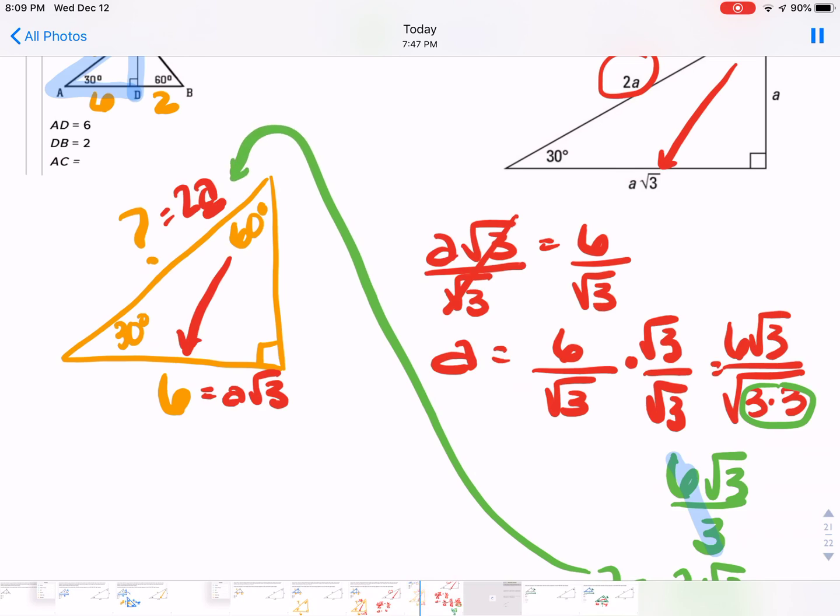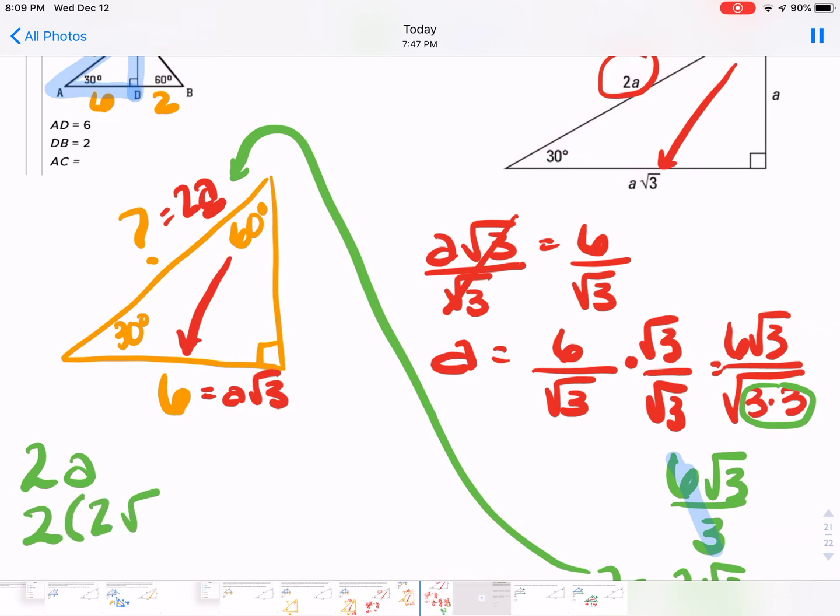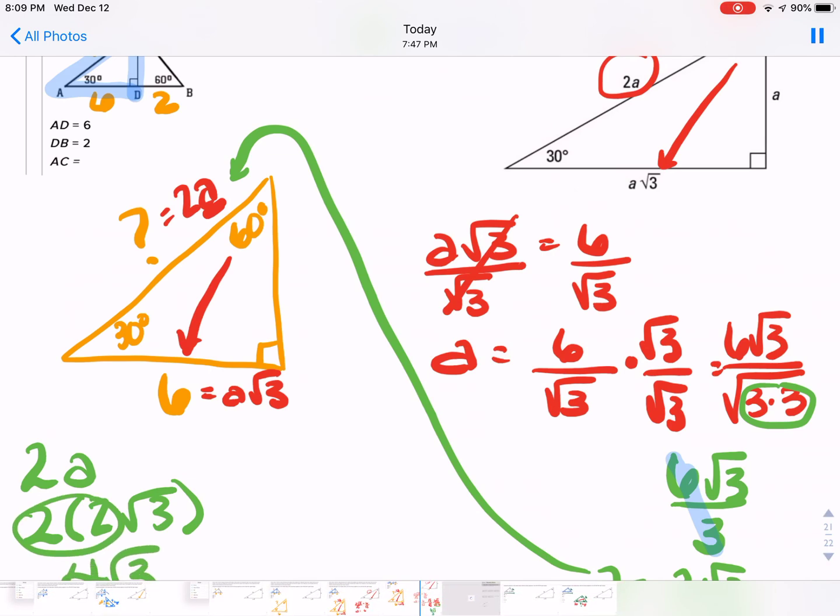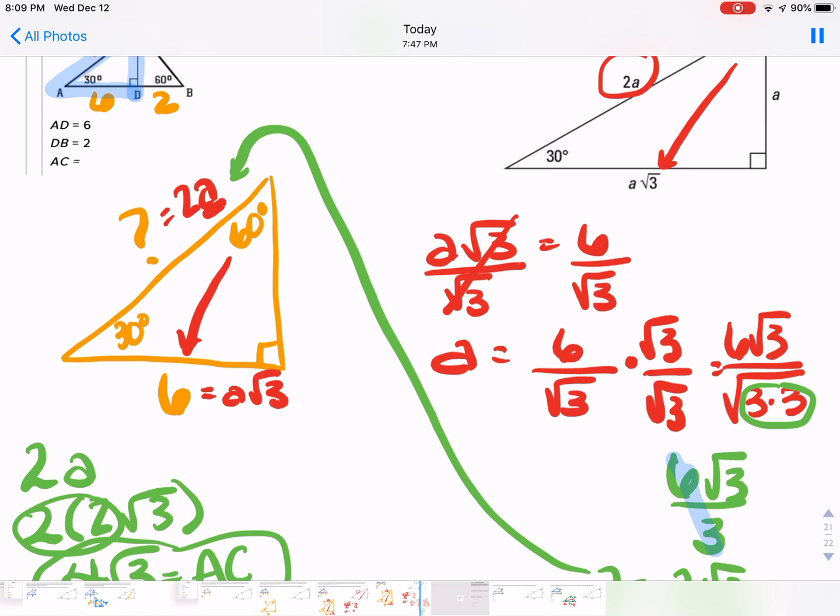Now up here, I have to do 2a. So if I have 2a, it's going to be 2, and I know a is equal to 2 square root of 3. So these two I can put together. So 2 times 2 is 4. So it's 4 square root of 3. And this is going to be what AC is equal to.